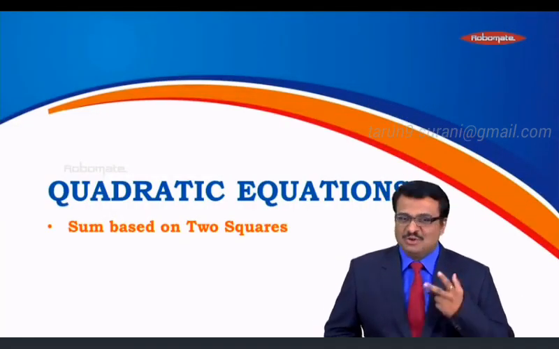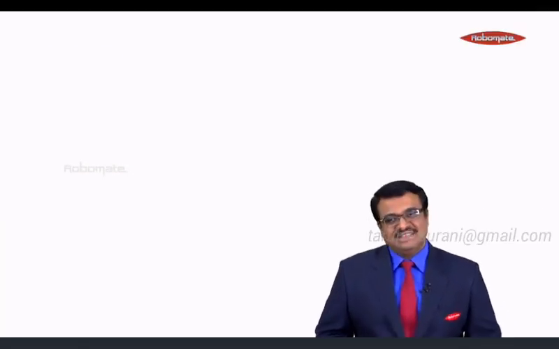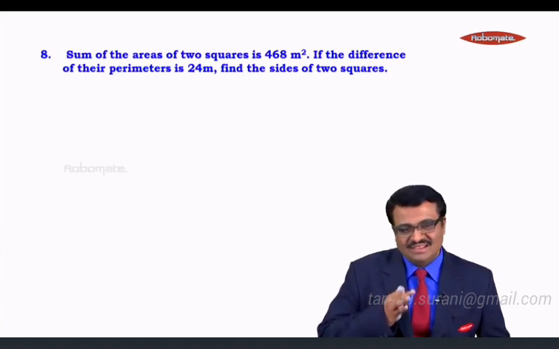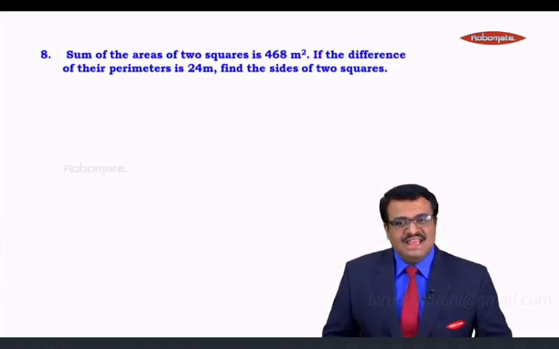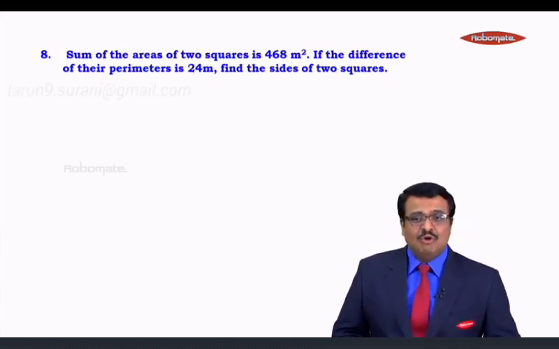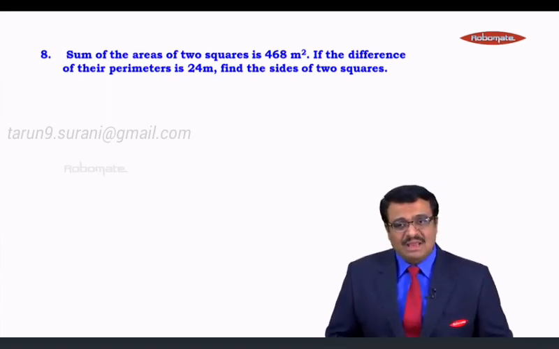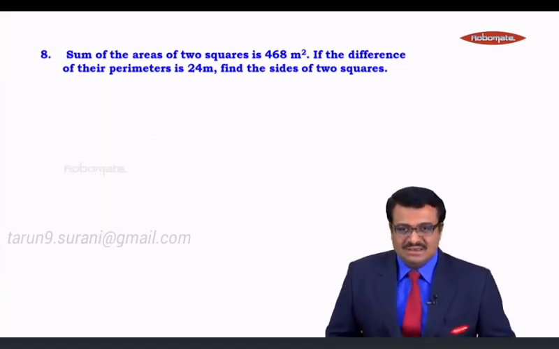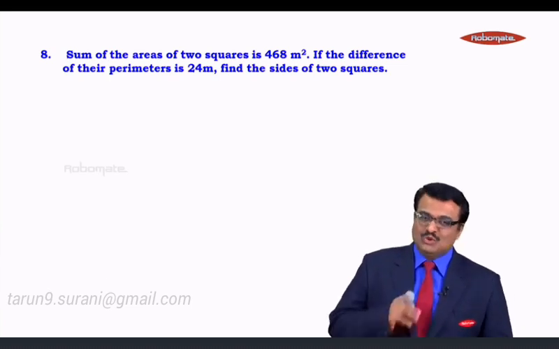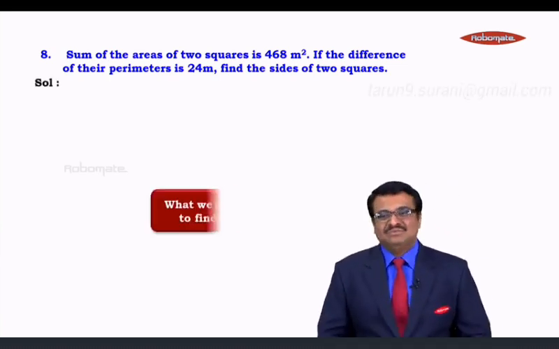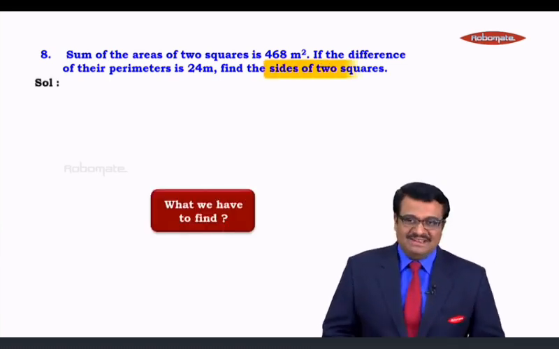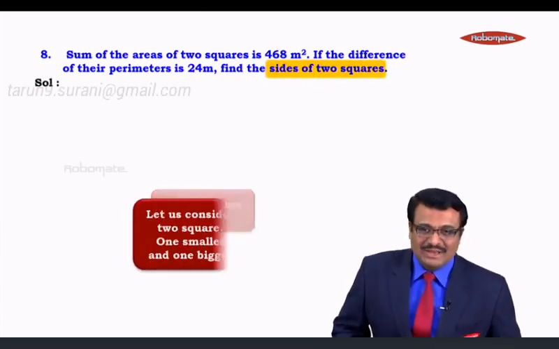A sum based on 2 squares, right? And the question is this, a very nice sum, let us do it. Sum of the areas of 2 squares is 468 meter square. If the difference of their perimeters is 24 meter, find the sides of the 2 squares, right? Now, what do we have to find here? Find the sides of the 2 squares.